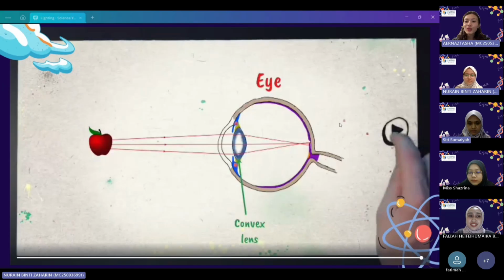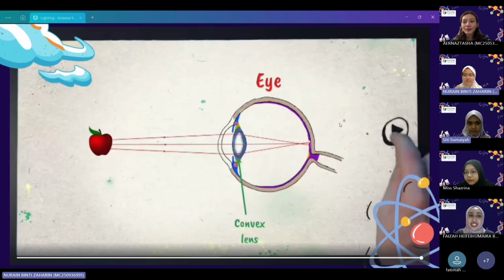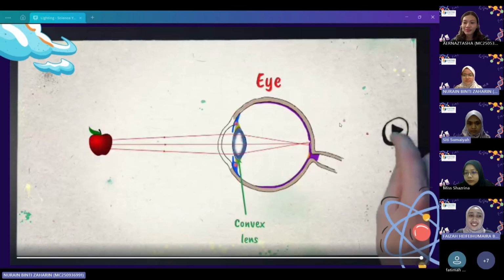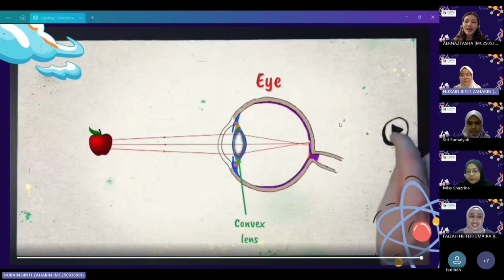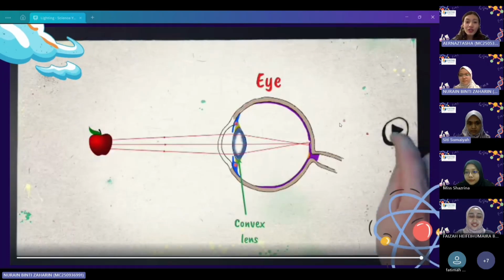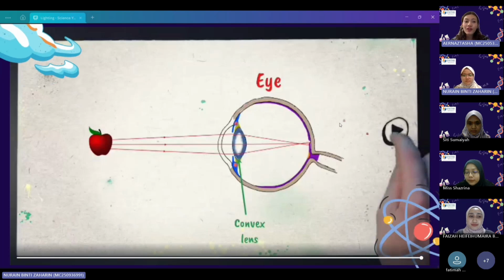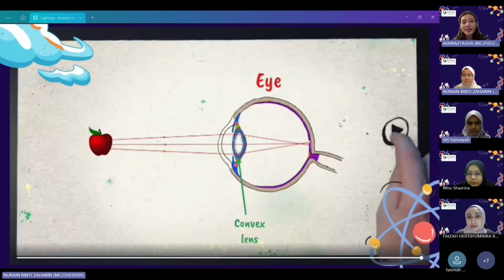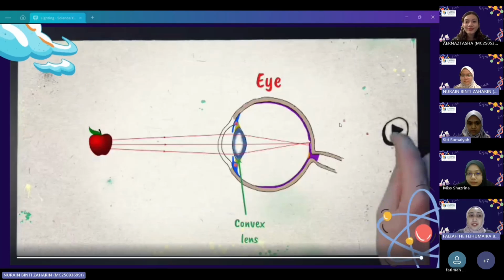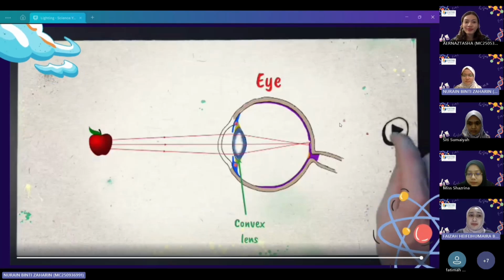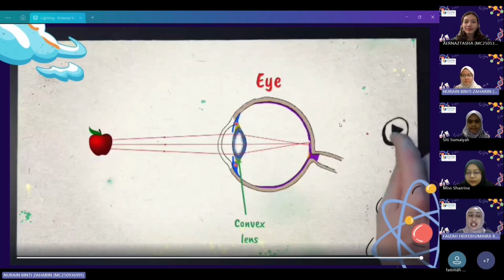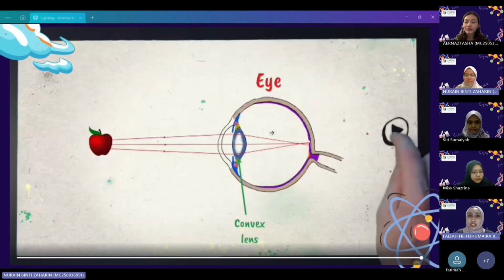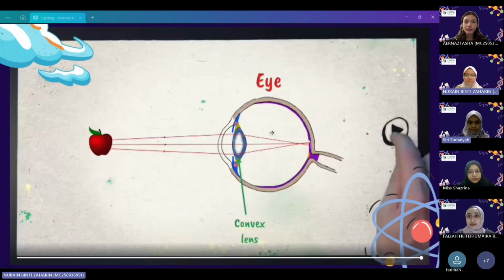Teacher, I would like to share something. Yes, please, Scientist Tasha. The floor is yours. I learned that refraction through a convex lens helps focus light to form images, which is how we see things clearly. Oh, very good. You captured the main concept well. Now let's move on to our hands-on experiment with teacher Sumaiyah.